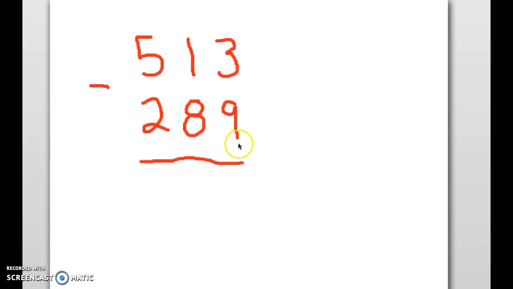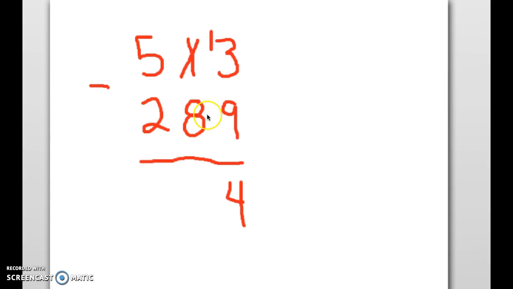Let's start in this ones place with a 3 and a 9. Here we run into a problem immediately because 9 is bigger than 3, and we can't take away a bigger number from a smaller number. So 3 is going to go to its neighbor and ask to borrow a 1. So we're going to take away this one and add a 1 up here. Now we have 13 minus 9, which is 4. So we're going to bring the 4 down.